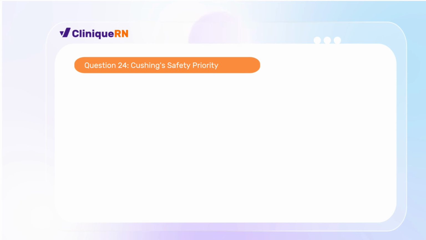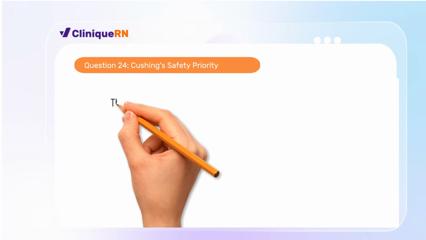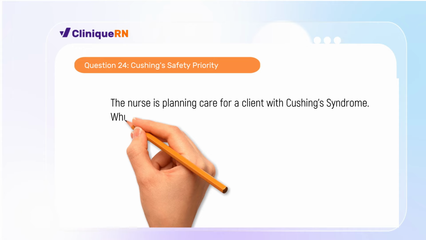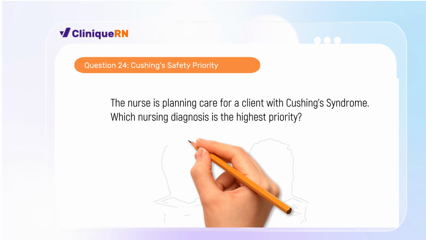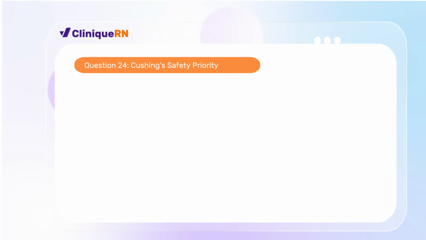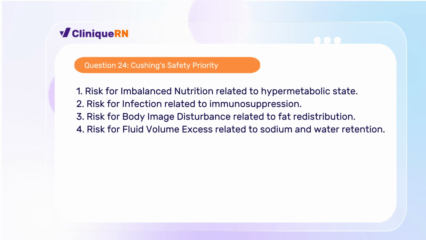Question 24. Cushing's safety priority. The nurse is planning care for a client with Cushing's syndrome. Which nursing diagnosis is the highest priority? 1. Risk for imbalanced nutrition related to hypermetabolic state. 2. Risk for infection related to immunosuppression. 3. Risk for body image disturbance related to fat redistribution. 4. Risk for fluid volume excess related to sodium and water retention.